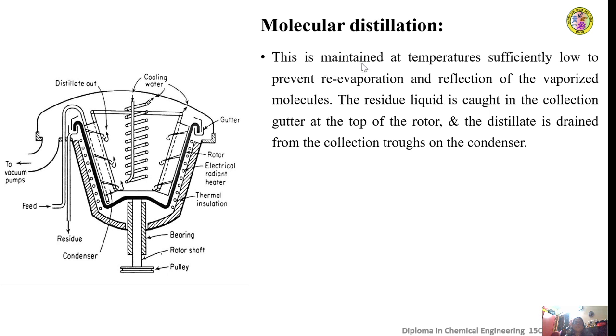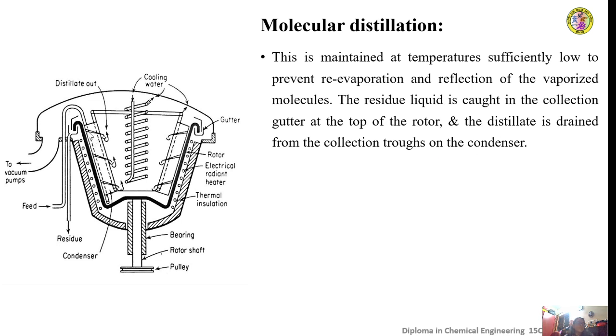So the operation will be maintained at a temperature sufficiently low to prevent the re-evaporation and reflection of the vaporized molecules. So this is how care is taken here to see that the molecules, once they are evaporated, are condensed as soon as they are formed, and to prevent the re-evaporation of such condensed molecules, the temperatures are kept sufficiently low, and the residue liquid is caught in a collection gutter at the top of the rotor and the distillate is drained from the collection troughs on the condenser.